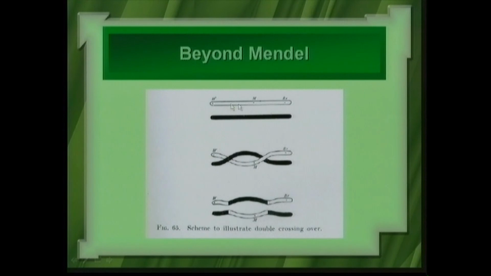Here's another one that shows these two homologous chromosomes where you have a double crossover. So you can actually have chromosomes recombining. This is another reason why we humans and plants and other organisms are so variable, because of crossing over happening during sexual reproduction.